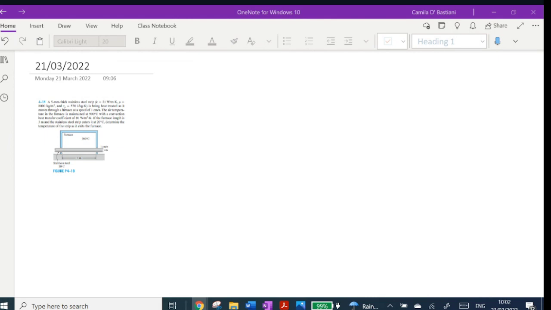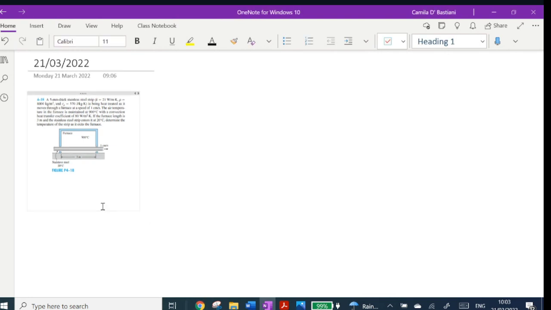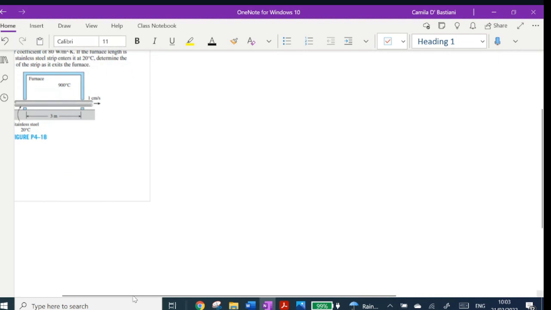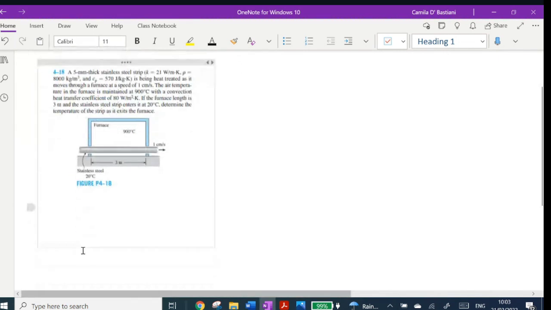We are going to start today with exercise 4.18 that involves transient processes, okay? I suppose you covered that already, so I'm just going to start straight into it. Can everybody see the screen properly?